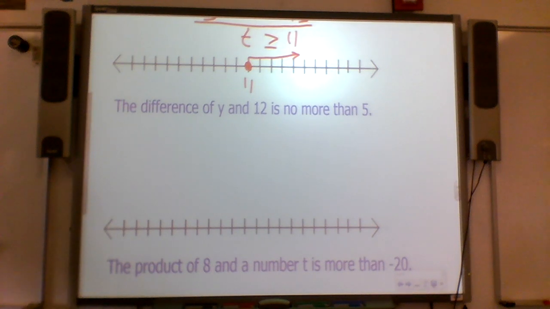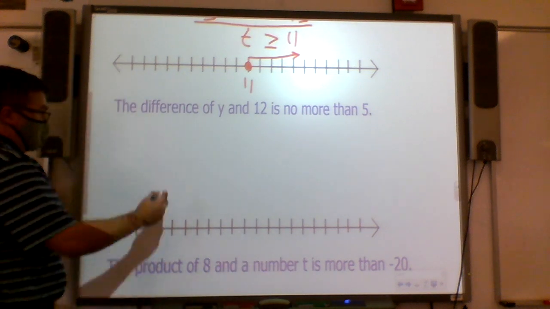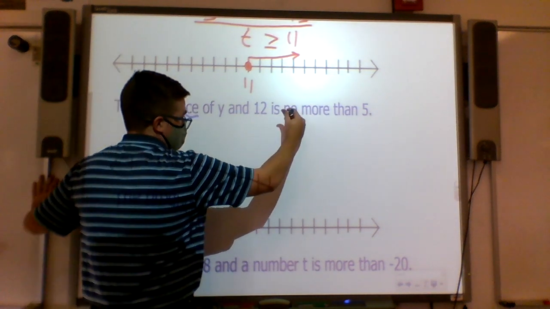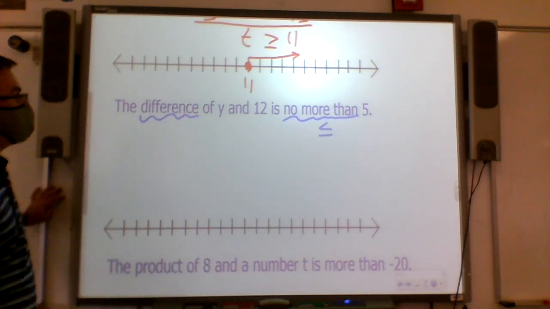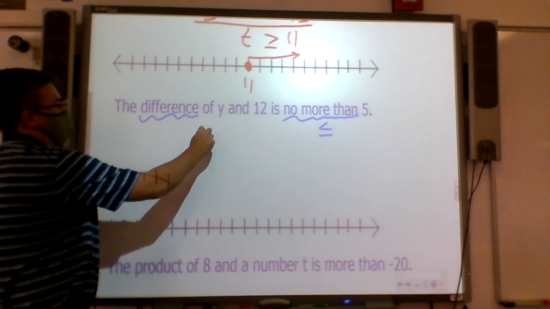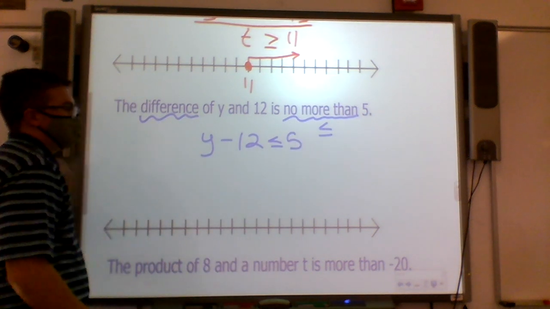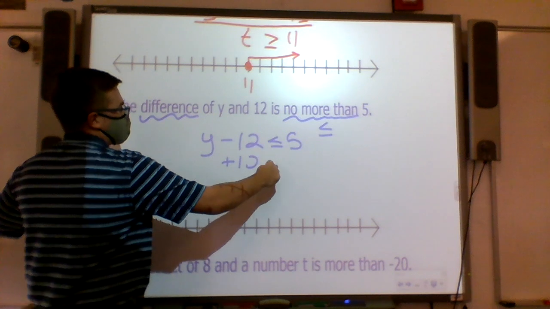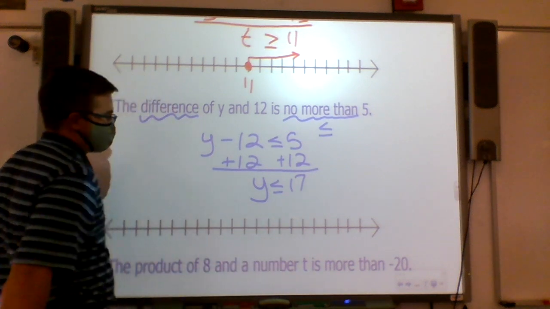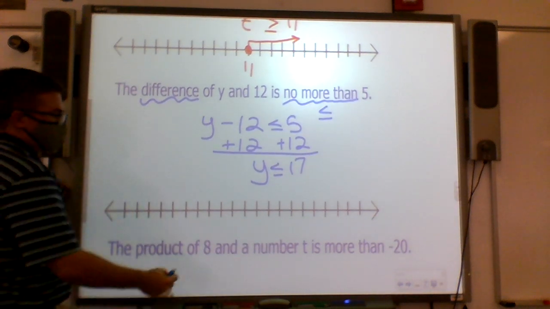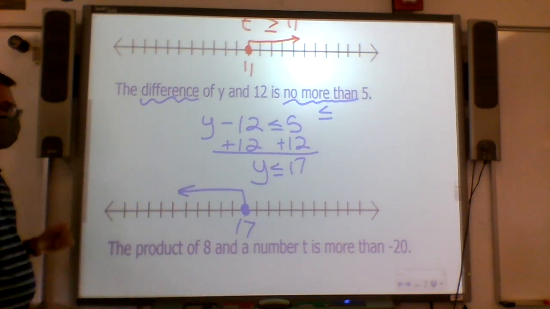All right. The difference of y and 12 is no more than 5. Keywords: difference, no more than. So it has to be less than or equal to 5. So the difference of y and 12, y minus 12, has to be less than or equal to 5. To solve that one, I would add 12. Y is less than or equal to 17. Which means that I would have a closed circle on 17, shaded to the left.